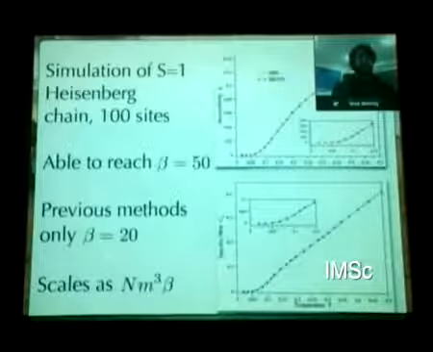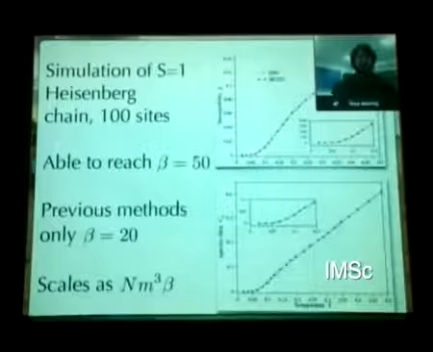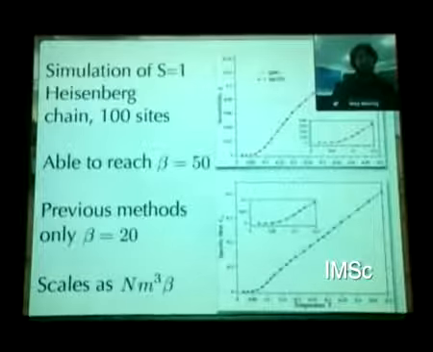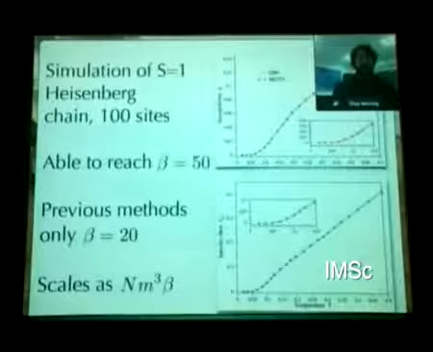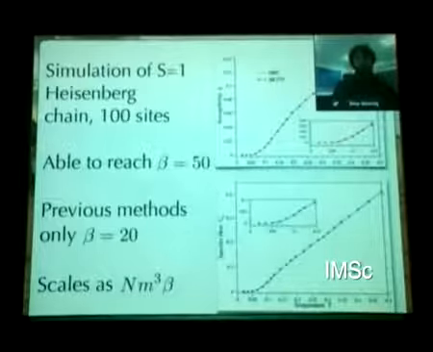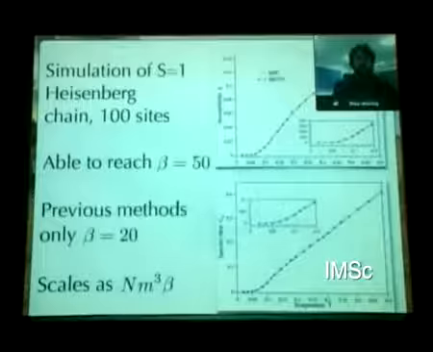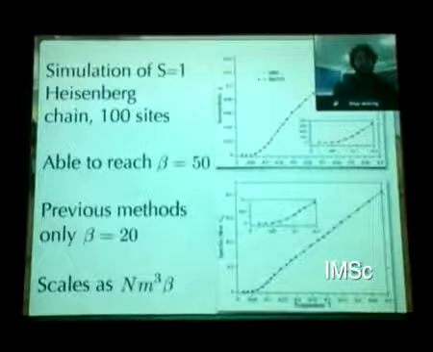I should also point out that here we were able to reach temperatures that are quite low, a beta of 50, where the gap is of order one, just about a half. And you can see in the pictures the effects of the gap, where you get this kind of exponential decay of the specific heat at the lowest temperatures.